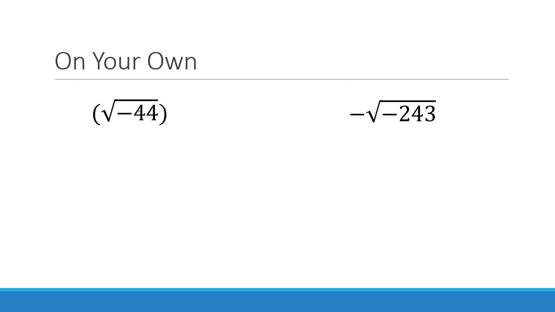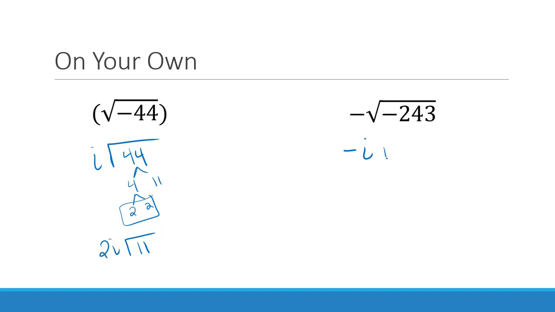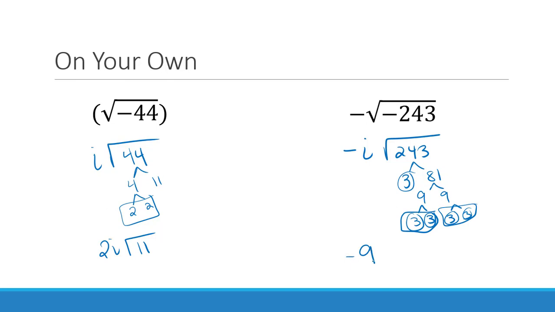So the square root of negative 44, I'm going to take out the i and rewrite this as the square root of 44. 44 is 4 times 11. So that means I'll be able to take out a 2. So this is going to be 2i square root of 11. Again, I'm going to take out the i, so this is going to be negative i square root of 243. And then I've got to say, well, can I break down 243? Yes, you can. You can break it down into 3 and 81. So this is going to be 9 and 9. So this is going to be 3, 3, 3, 3. So what can I take out of this radical? I can take out a 3 and a 3. So this is going to be negative 9i. And then the square root of 3 left over.